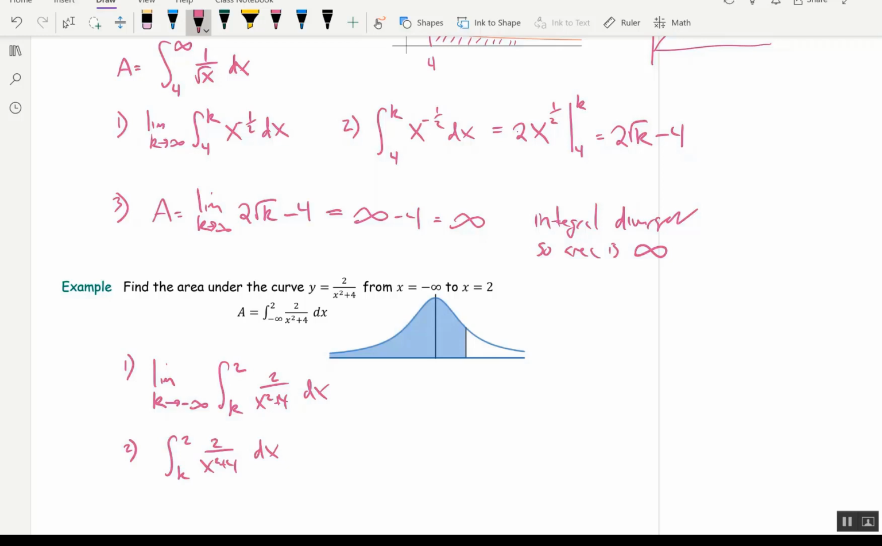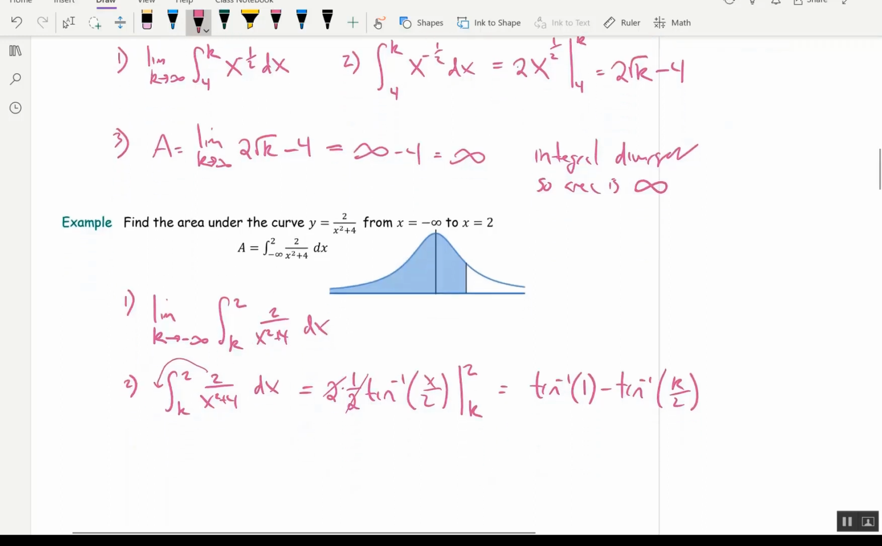All right, and that's a tangent inverse. And so I'll have 2, this 2 up here, you can just pull out like that. But then when you integrate 1 over x squared plus 4, you'll get 1/2 tangent inverse of x over 2. So clearly these guys cancel, and our limits are 2 and k. So that's going to be tangent inverse of 2 over 2 is 1 minus tangent inverse of k over 2. Now tangent inverse of 1 is pi over 4.